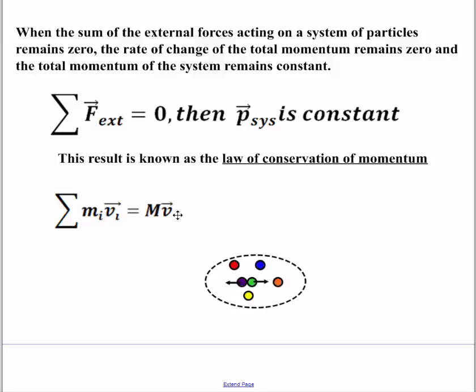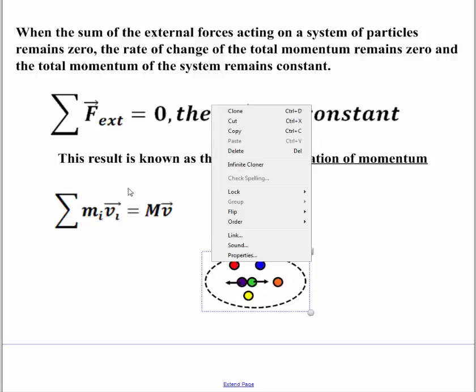To state that, here I have a system of different particles. They can interact with one another. However, if there are no external forces acting upon the system itself, then the momentum of the system will remain constant.